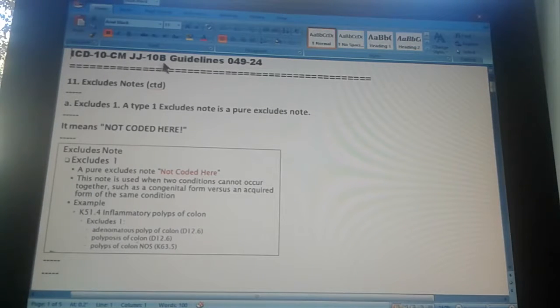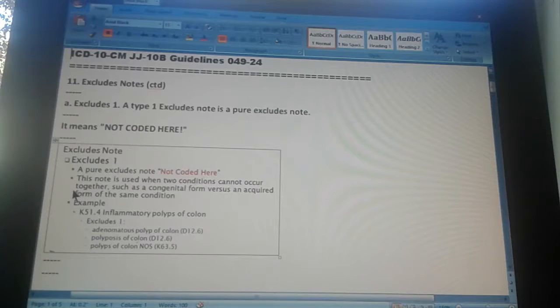ICD-10 guidelines, page 49, part 24. 11. Excludes notes, continued. Excludes 1. A type 1 excludes note is a pure excludes note. It means not coded here.